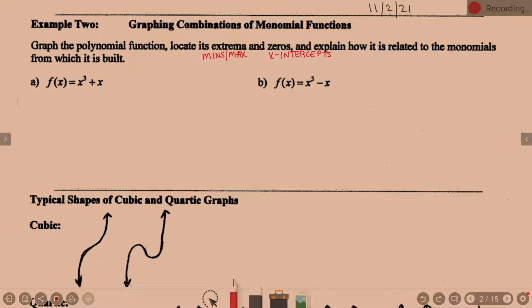And then we're going to explain how it's related to the monomials from which it's built. So as we look at A, we're going to talk about how this graph is related to x cubed and x. So the graphs of y equals x cubed and y equals x. So let's look at the graph to start with. Whether we look at the graph by hand or graph it on the calculator, we could look at either here. I guess it's probably something we should still talk about on the calculator. And I don't think I got too big and crazy here.